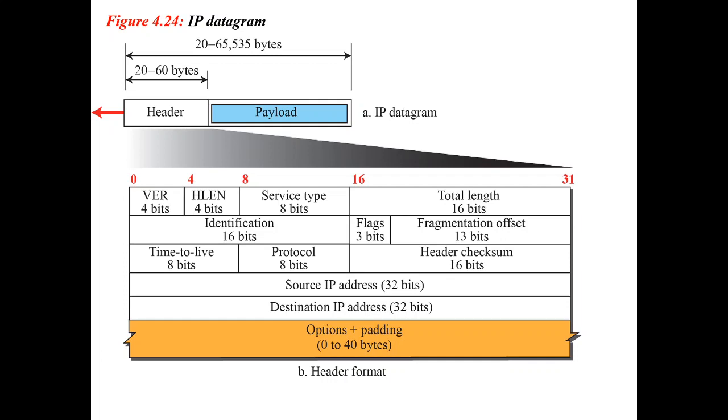Next fields are identification, flag and fragmentation offset. These three fields are used for fragmentation. Identification field is of 16 bits, flag is of 3 bits and fragmentation offset is of 13 bits. Next field is TTL, that is time to live field, which is of 8 bits. This field ensures that datagram do not circulate forever in the network.